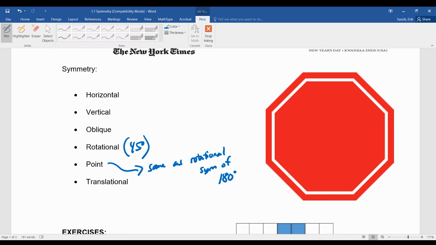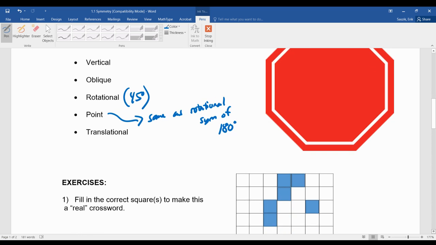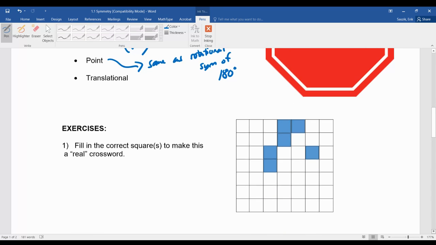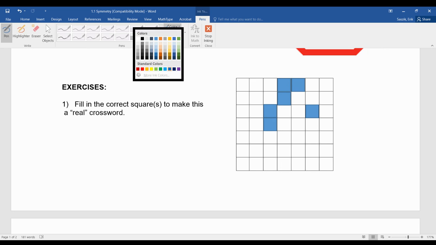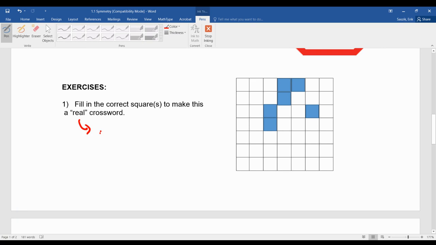Translational, the best thing I'm going to say is look at some examples in the book of translational symmetry. It's like taking the same image and then kind of like stamping it out, time and time and time again. We're not going to be dealing much with translational symmetry, but you can check that out in the book. I'm going to go kind of quickly on this, and don't hesitate to look at the book for some more information as well. So to make it a real crossword means point symmetrical.